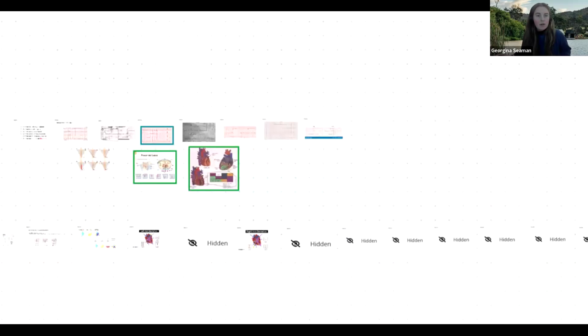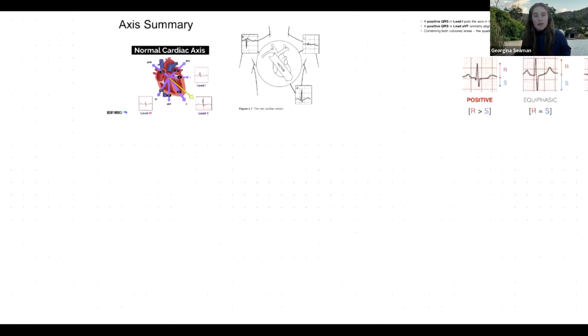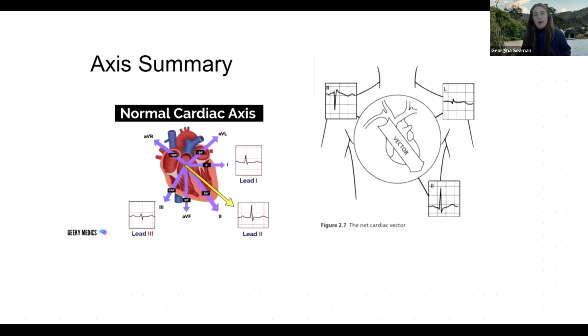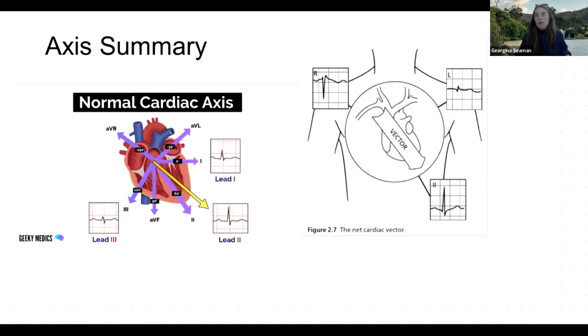All right. So we're going to talk a little bit about axis deviation, and this goes largely off the back of what we've just been talking about when we're talking about the vector of the electricity, or where the majority of the electricity should be heading towards. And so obviously we know the majority of our electricity is going to be heading towards lead 2. So we're expecting that our QRS complex is going to be mostly positive in lead 2. Are there any questions about that?